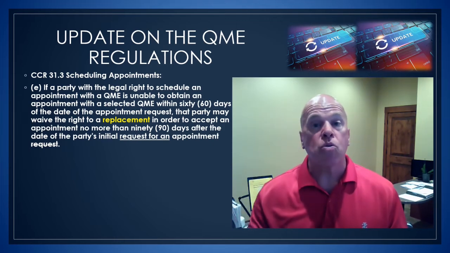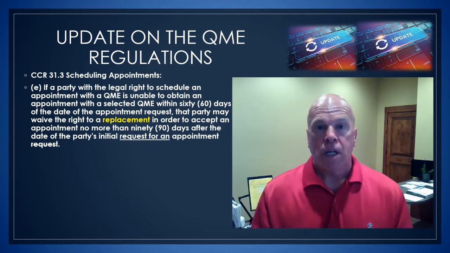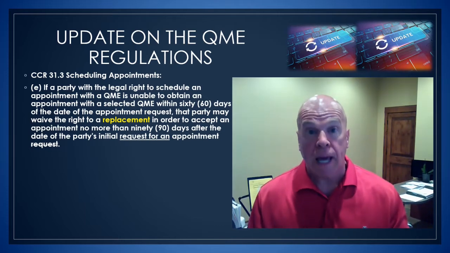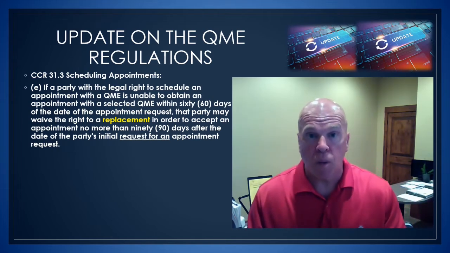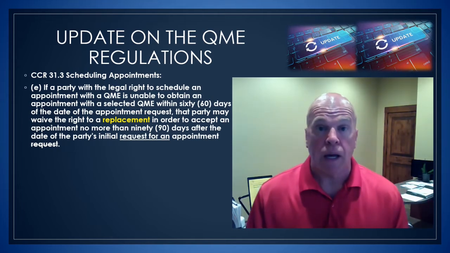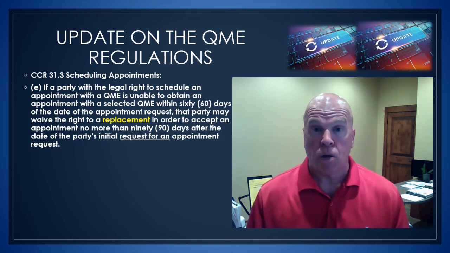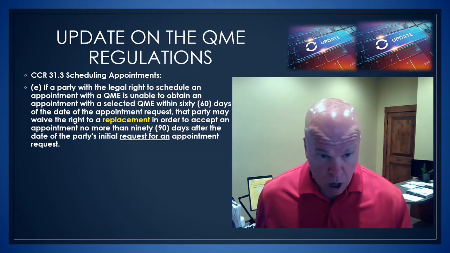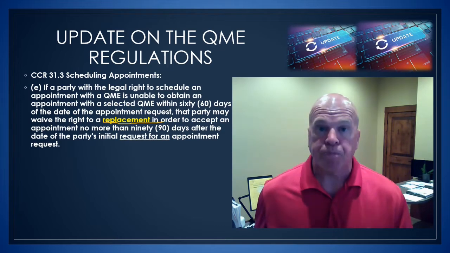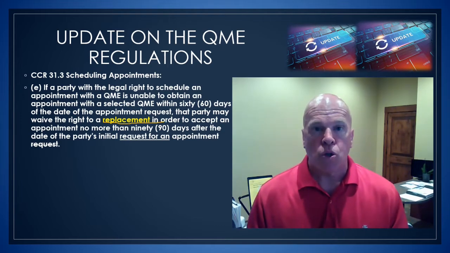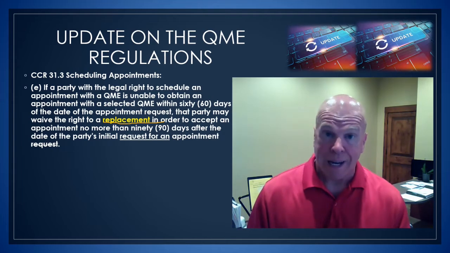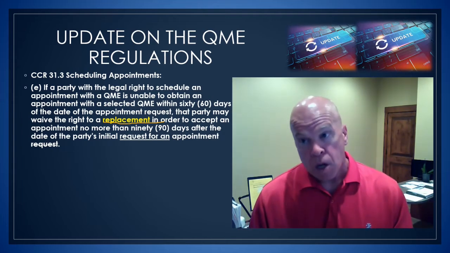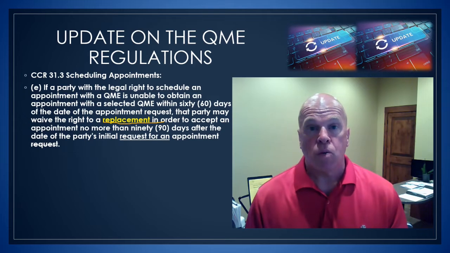It tells us that we as qualified medical evaluators need to be available within 60 days. If you're not available within 60 days, then the party who's requesting an appointment with you has a decision to make. They have a decision to either get a replacement panel, which the law allows them to do, or they can decide to waive the right to a replacement panel and stick with you if you can schedule the appointment within 90 days. If you can't schedule it in 60, they can decide to stick with you if you can schedule it within 90.